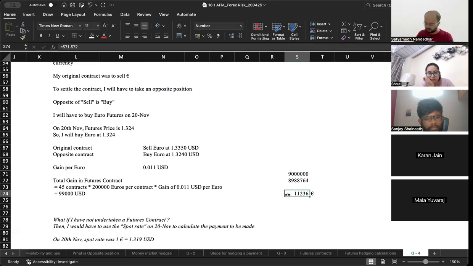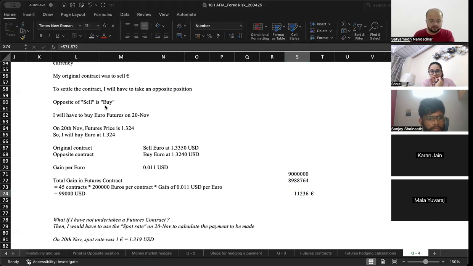Karan, what do you think? Sanjay, what happens to 11,236? I think we have to give it to the bank on a future date or the date of transaction. You are saying we have to give it to the bank. Okay. On which date? Because I want to decide the rate that I should be using. Yeah, 15th November.